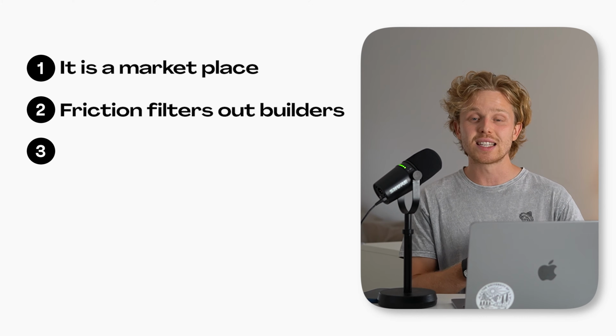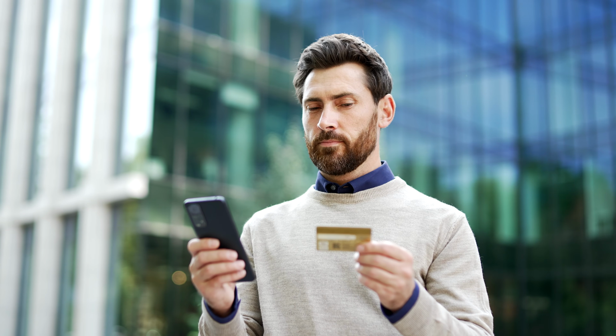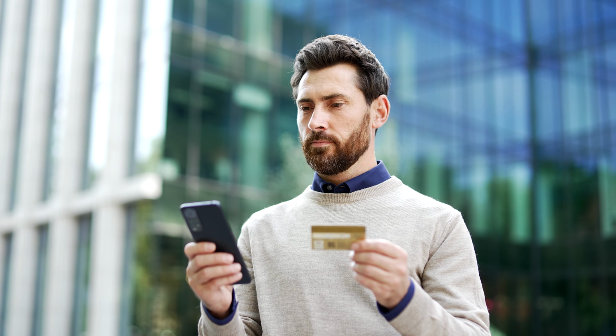Now, the third thing is there are native distribution levers. There are push notifications, widgets, a lot of things that come innately with your phone that help keep people engaged and keep people on the app. Also, people are very comfortable with paying for subscriptions and paying for things with their phone. So it adds that extra level of ease when people are going to pay for your app's subscription.